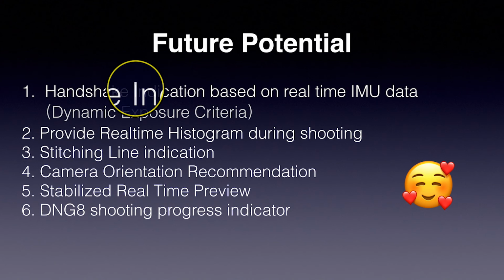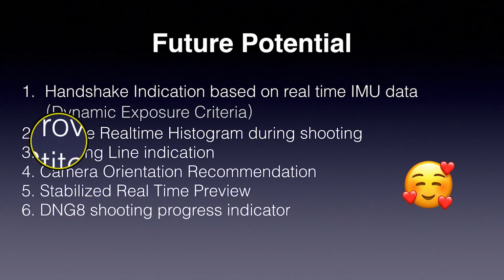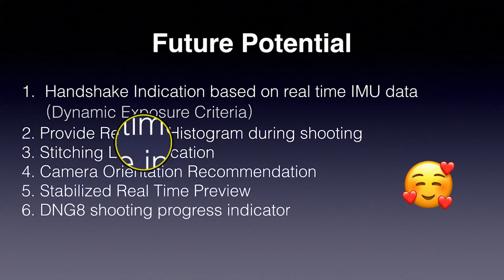The second one is that the QooCam app or the camera will provide a real-time histogram during shooting. For photographers, the histogram is really important, especially when you are shooting outside. The sun is so bright, it's way brighter than the cell phone screen. In this case, although the preview is so precise, we cannot see the preview because the sun is way too bright.